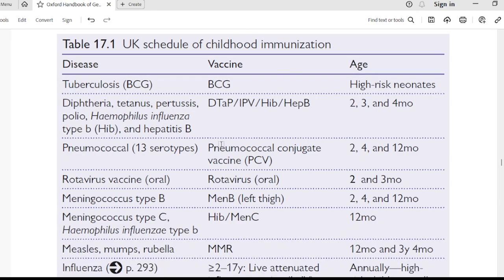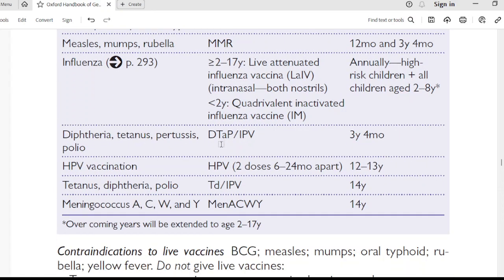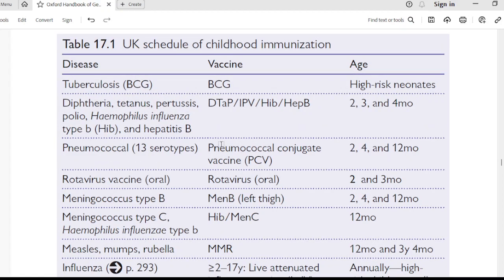UK schedule for childhood immunization. Diseases: tuberculosis, BCG, high-risk neonates only; diphtheria, tetanus, pertussis, polio, Haemophilus influenzae type B, Hib, and hepatitis B. This is a 6-in-1 vaccine. So DTaP, IPV, Hib and Hep B. 6-in-1 vaccine at 2, 3 and 4 months.